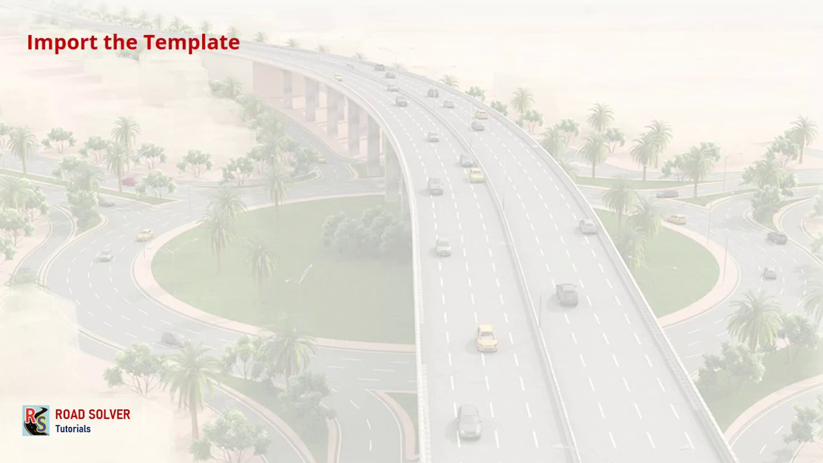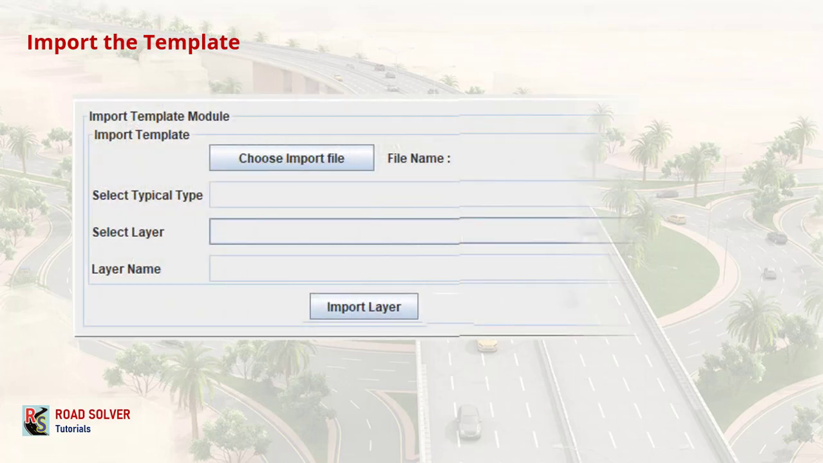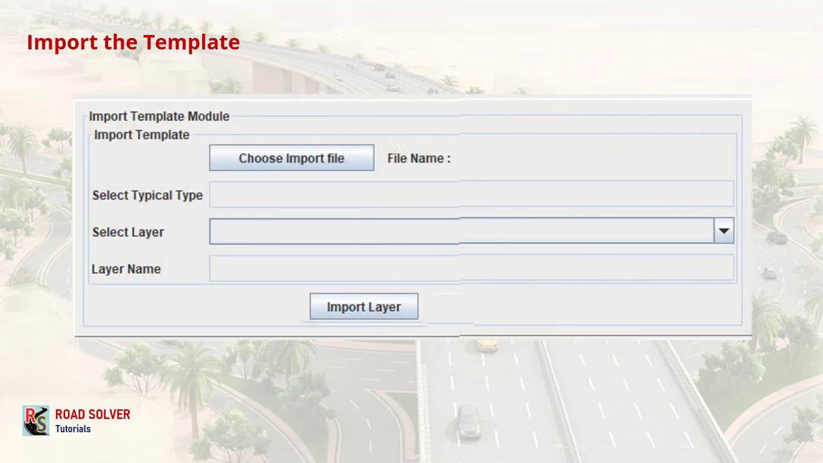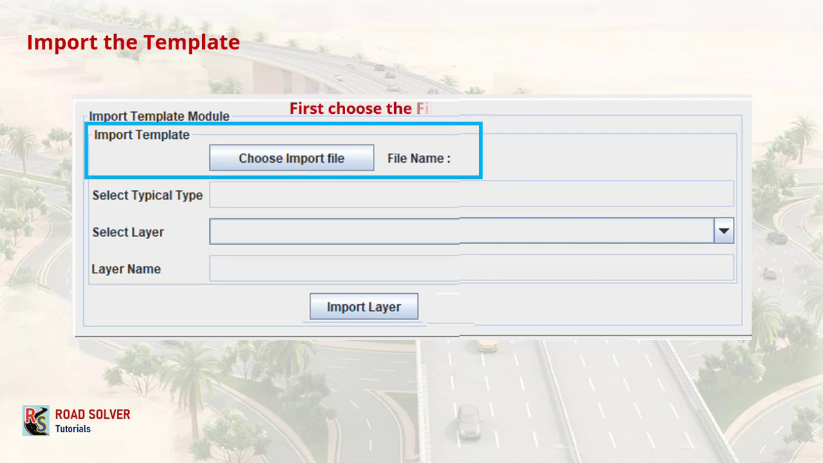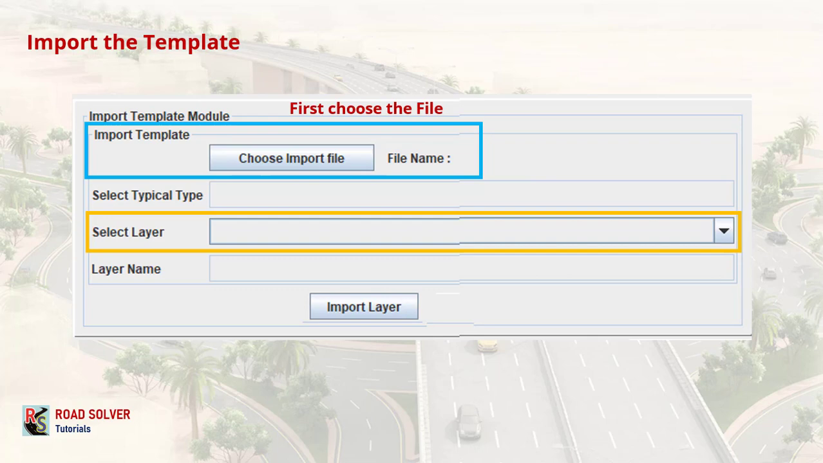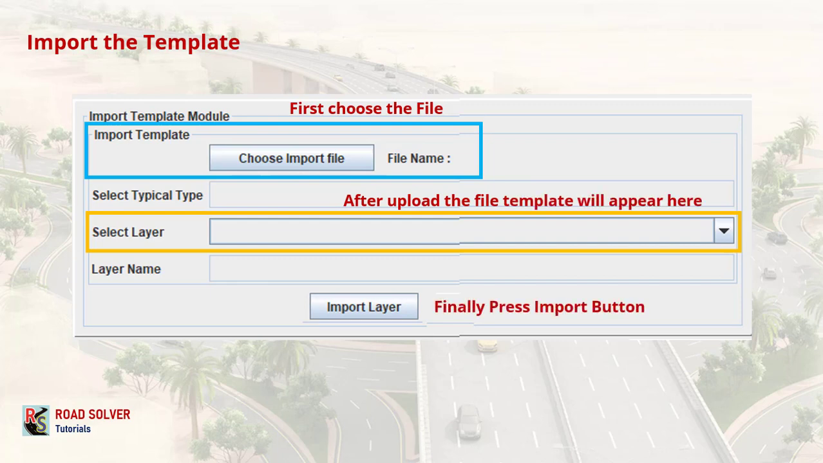Now, import the template. First you have to choose the file whose location you already stored. From that file, the typical type will be detected, whether it is payment volume, earthwork volume or payment layer, and that will appear in the second field. After that, you select the layer which you want to import, then press import layer, and it will come inside the road project.